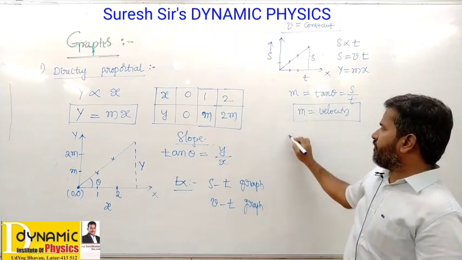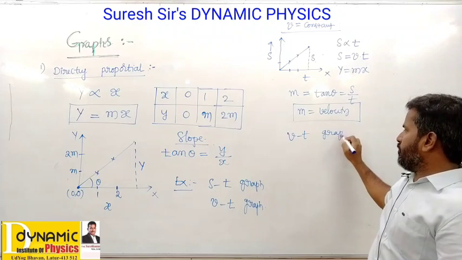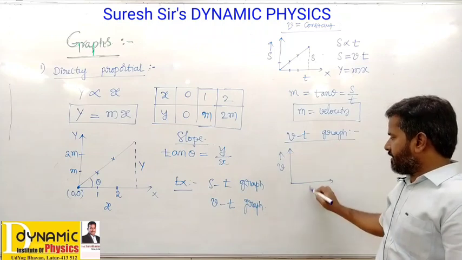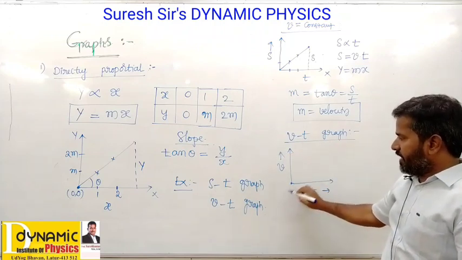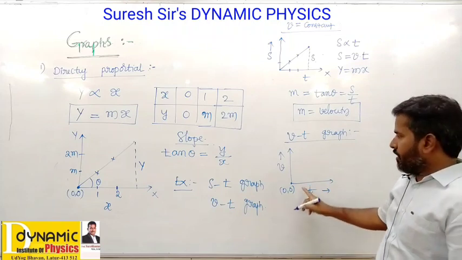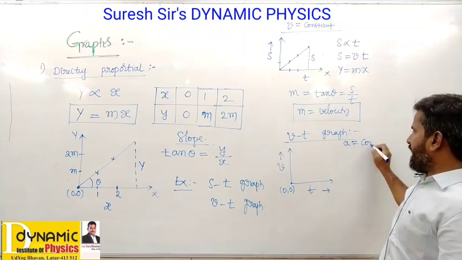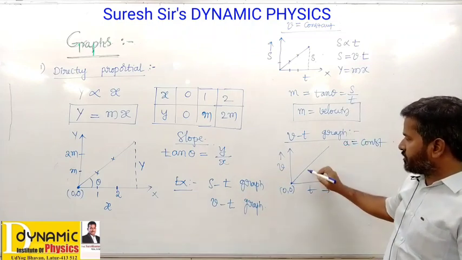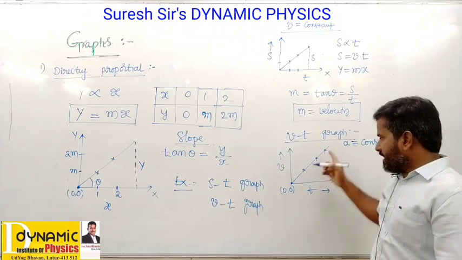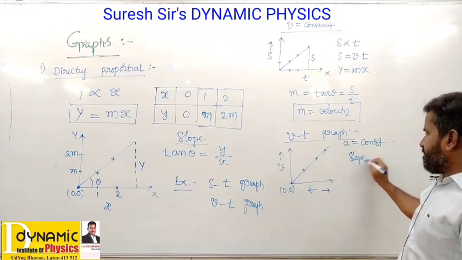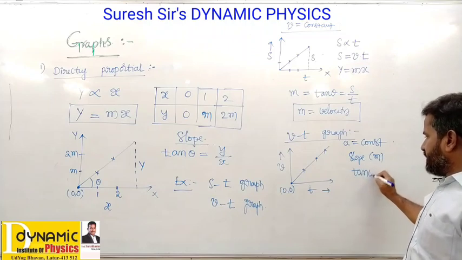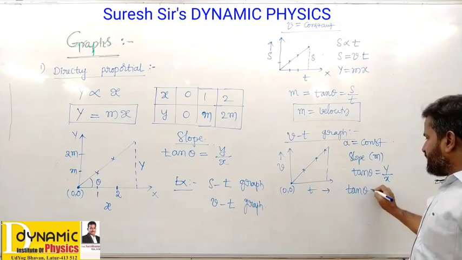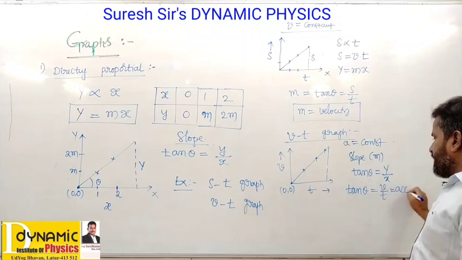Again, the VT graph: V is taken on the y-axis and time on the x-axis. When time is 0, V is also 0. For uniformly accelerated motion, acceleration remains constant, and the graph is a straight line passing through the origin. The slope tan theta equals opposite upon adjacent, y upon x, which is velocity upon time. This is nothing but acceleration.